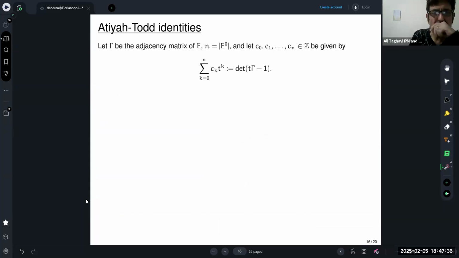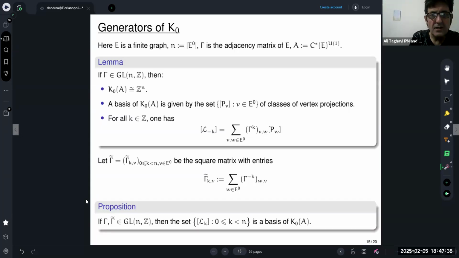Excuse me, I have a question about the previous page. You say that if the adjacency matrix belongs to GL_n(Z), then the K-theory is the direct sum of cyclic groups. So I wonder what the non-cyclic group is. No, K0 of A is the cyclic group to the power n. It's the group of integers to the power n, so Z to the n, a free group.